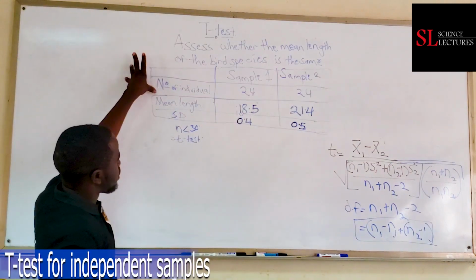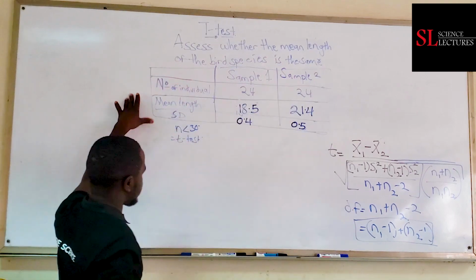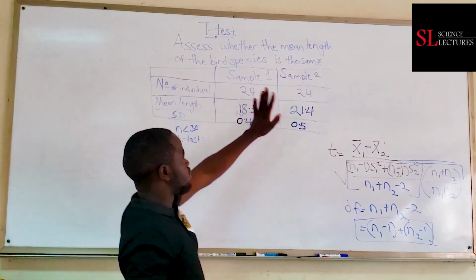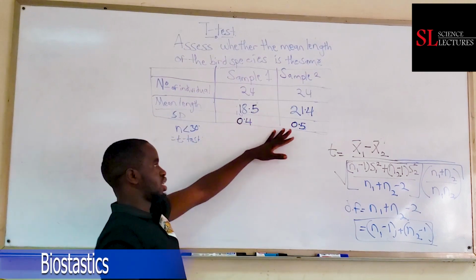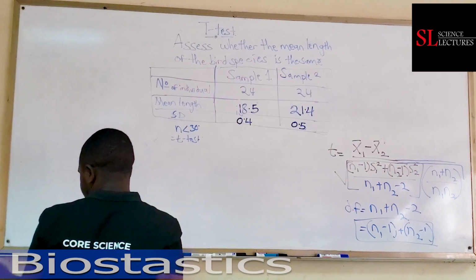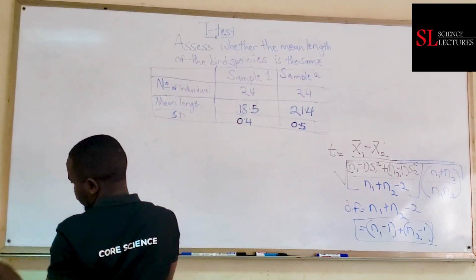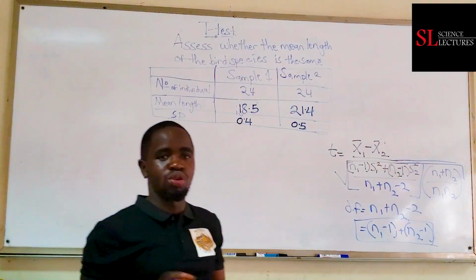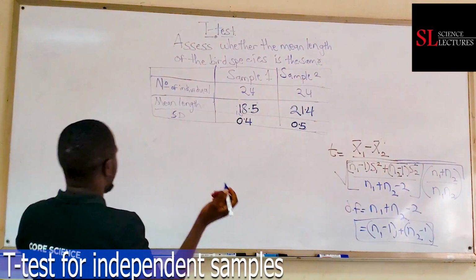You see, sample 1 has 25 individuals, sample 2 has 25 individuals. The mean length is 18.5 for the first and 21.4 for the second. I have both standard deviations. We say you don't attack any statistics number without stating the null hypothesis, because it is the reason why you run the statistical test. So what is my hypothesis?